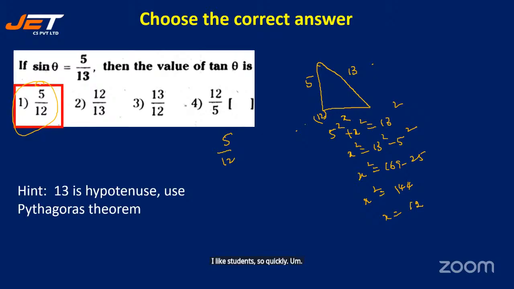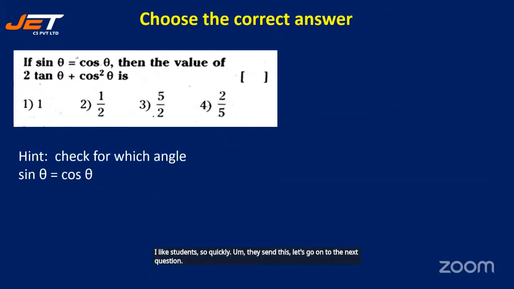Let's move on to the next question. If sin theta is equal to cos theta, then the value of 2 tan theta plus cos square theta is dash. Quickly do it and let me know, students.